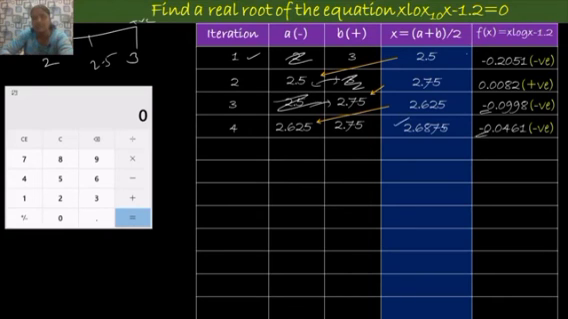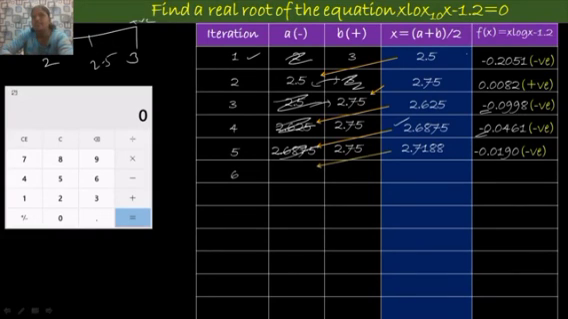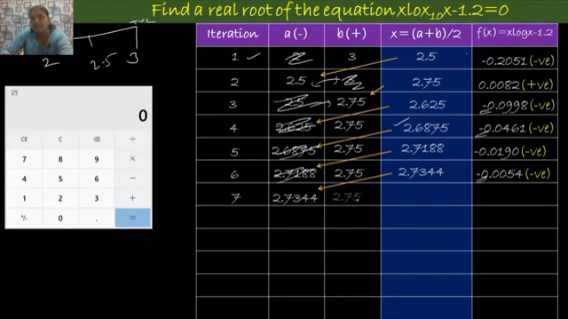At this point, you get a negative value. If it is negative, replace the value of a again by 2.6875, take the value of b as it is, and add and divide by 2, you get 2.7188. At this point, you get a negative value. So again replace the value of a by 2.7188. Take the value of b as it is, add and divide by 2, you get 2.7344. At this point, the function takes a negative value. So again replace the value of a by 2.7344. Take the value of b as it is, add and divide by 2, you get 2.7422.